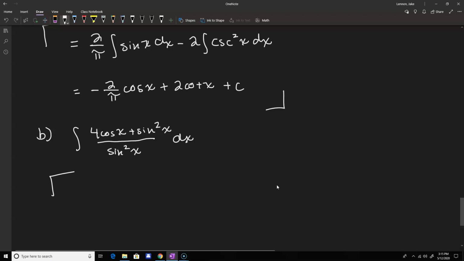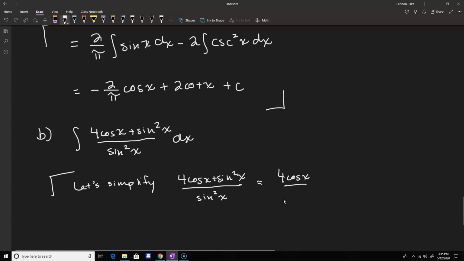work on that expression over here. Let's simplify 4 cosine of x plus sine squared of x before we get to doing anything else. Let's split that up over the common denominator to start. So we can rewrite this as 4 cosine of x over sine squared of x, and then plus sine squared of x over sine squared of x.